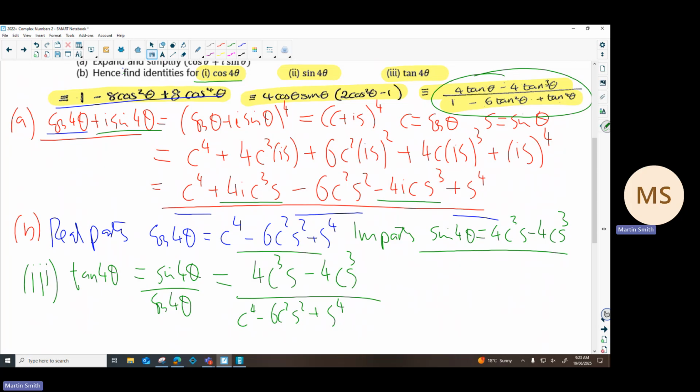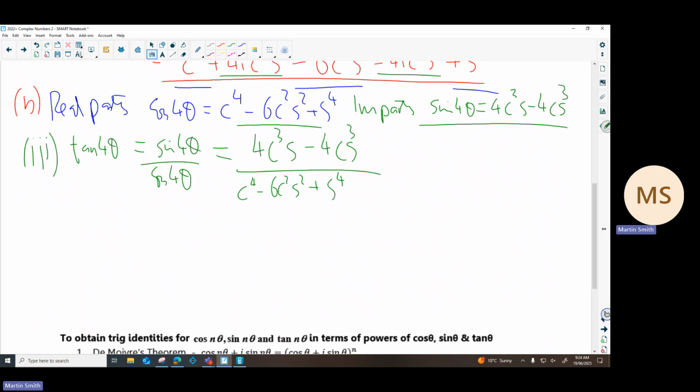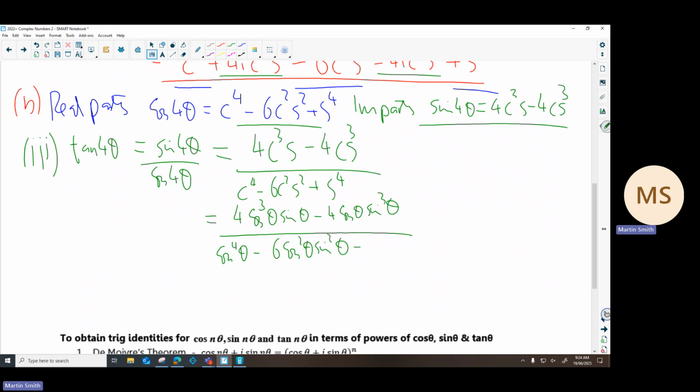I know that sine over cos equals tan. So maybe I'm just going to write this out in terms of sines and coses to make it clearer what I'm going to do. So my current expression is 4 cos cubed theta sine theta minus 4 cos theta sine cubed theta, all divided by cos to the 4 theta minus 6 cos squared theta sine squared theta plus sine to the power of 4 theta. Now what I'm going to do is the following.